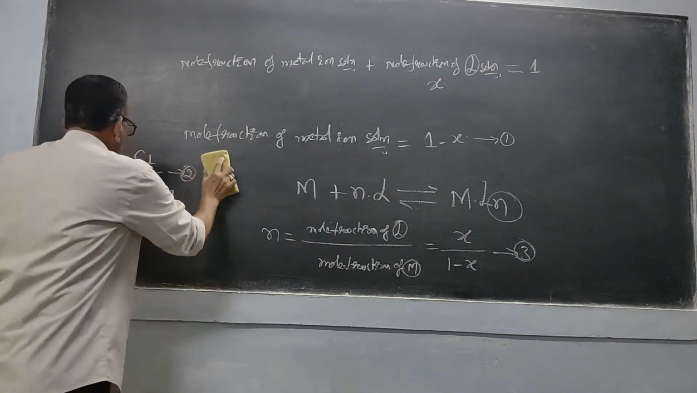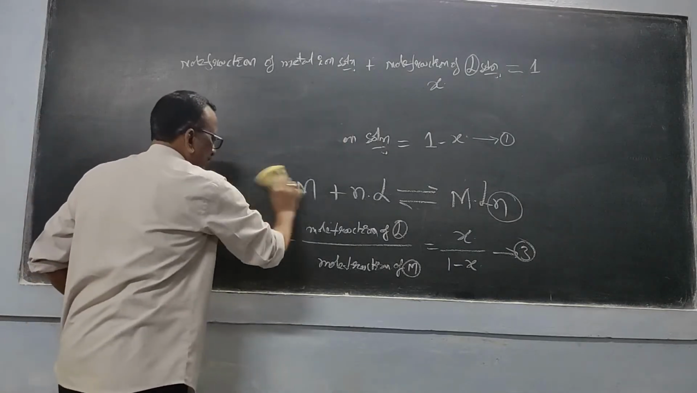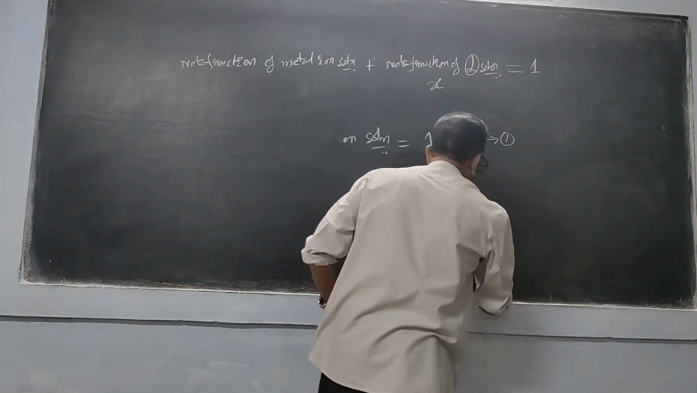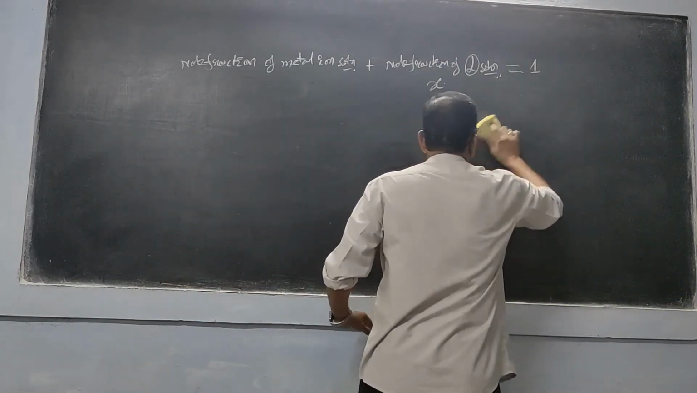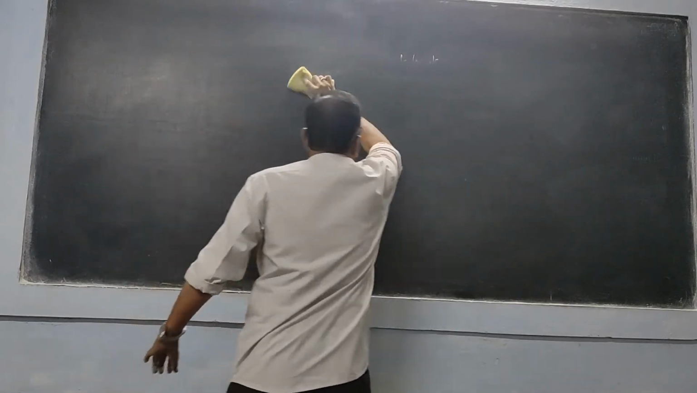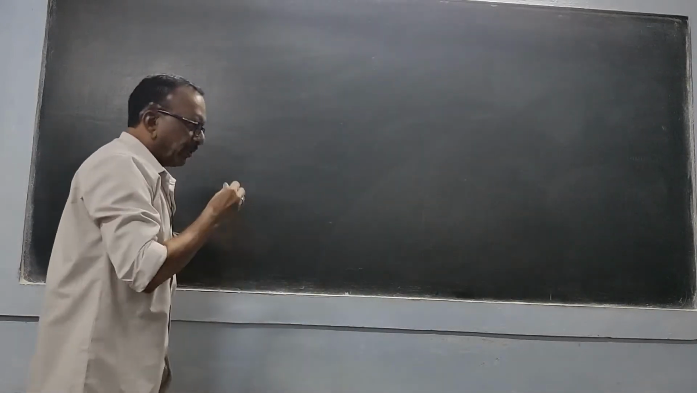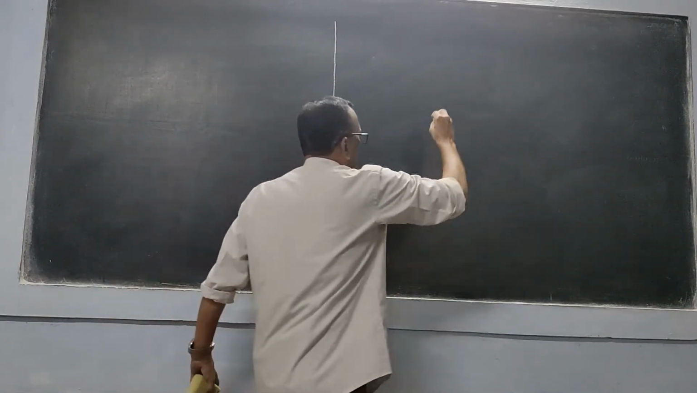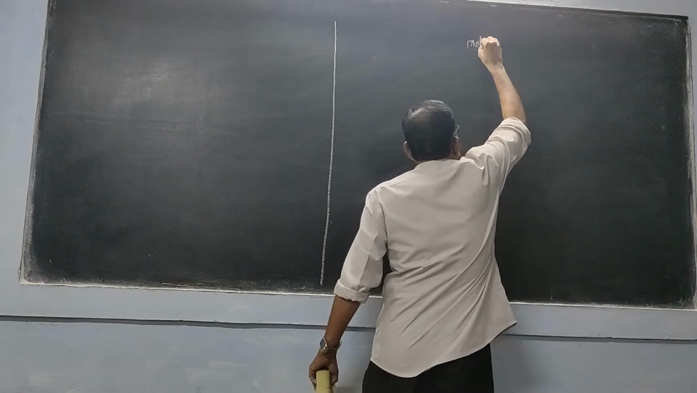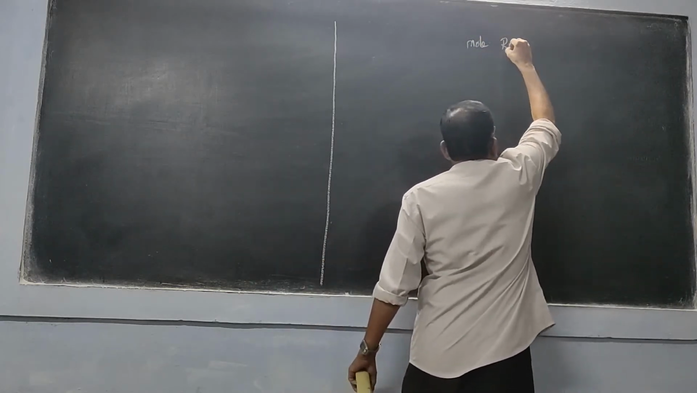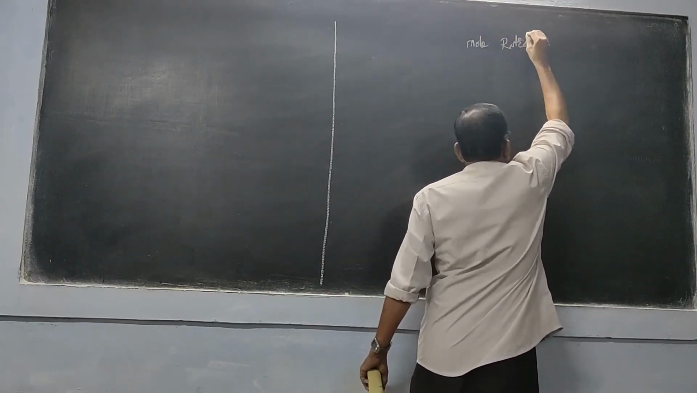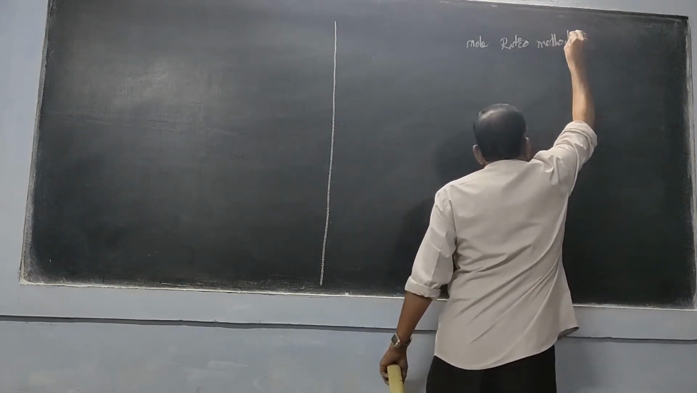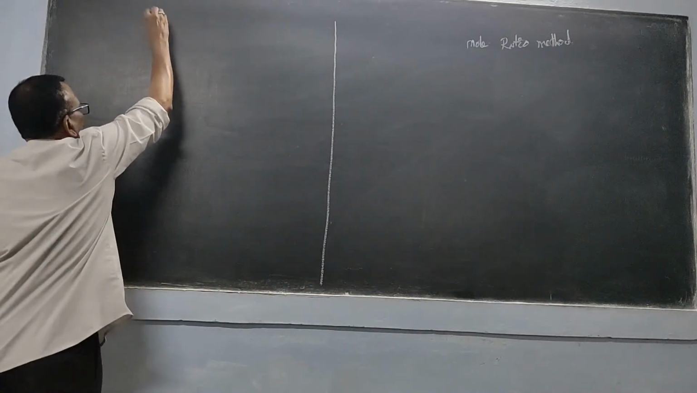Okay, now I am going to the actual procedure: how we can find this n number by Job's method as well as the mole ratio method. So here I will write the mole ratio method. This is another question. Mole ratio method, and here we have Job's method.